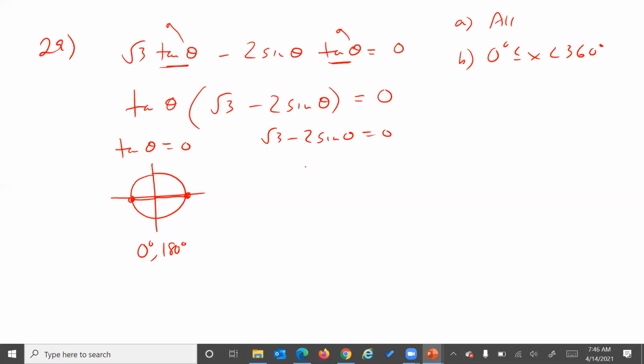This one needs a little bit of work. How about subtract square root of 3 from both sides? Divide by -2. Boom, and I'm looking on the unit circle for when sine is √3/2. So it's 60 and 120. 60 degrees, 120 degrees. I agree with that one.